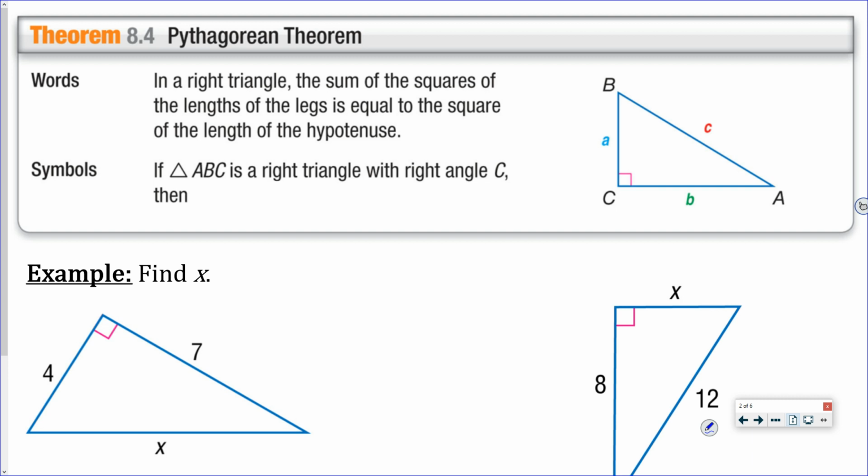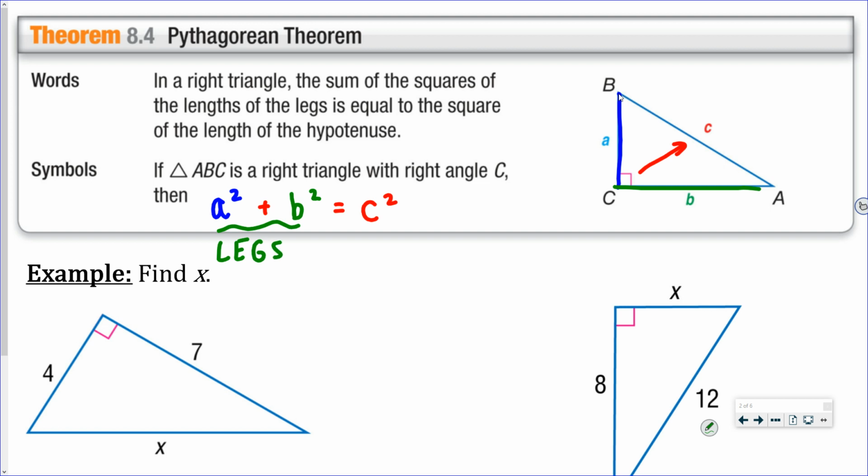And it can only be applied to a right triangle. So if we know the triangle is a right triangle, then my 2 legs, which we often call a squared and b squared, the sum of the squares of both my legs is equal to the hypotenuse squared, and obviously the hypotenuse is the one across from the right angle. Legs, hypotenuse.